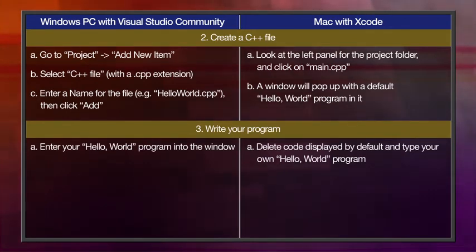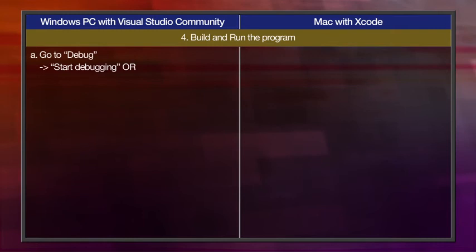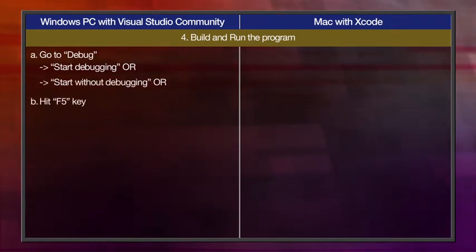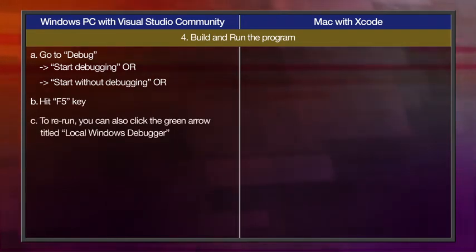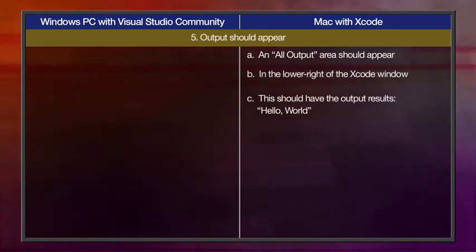When your code is entered, it's time to compile and run. In Visual Studio, you do this by selecting Start Debugging or Start Without Debugging from the Debugger menu. After the first time running, you'll also just be able to click a little green arrow labeled Local Windows Debugger. In Xcode, you'll just hit the Build and Run arrow near the top left. And when this happens, you should get Hello World output to a window that pops up. In the Mac version, that window will appear at the bottom right of the Xcode window.